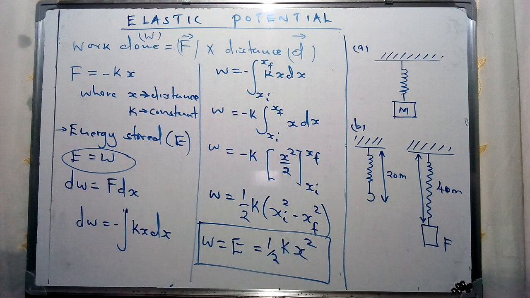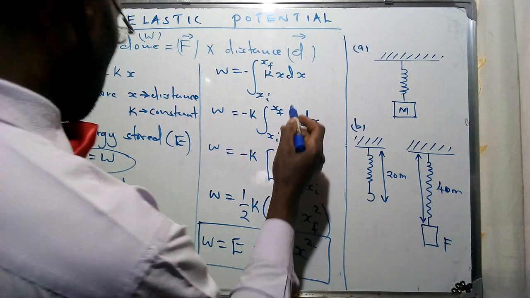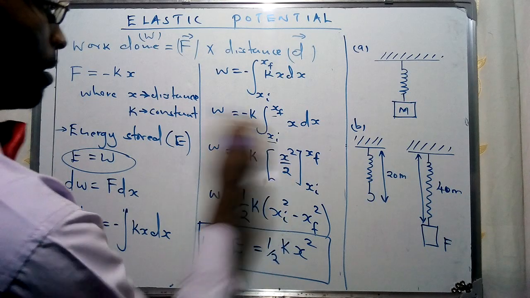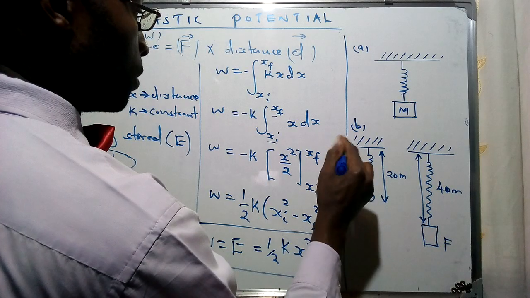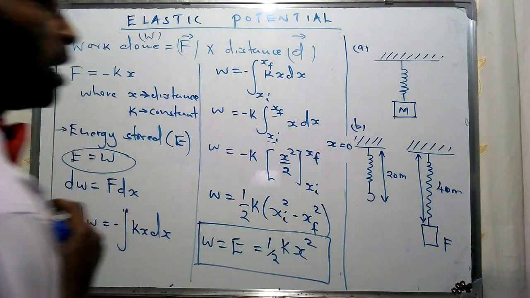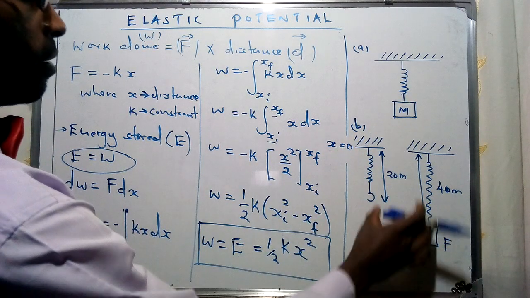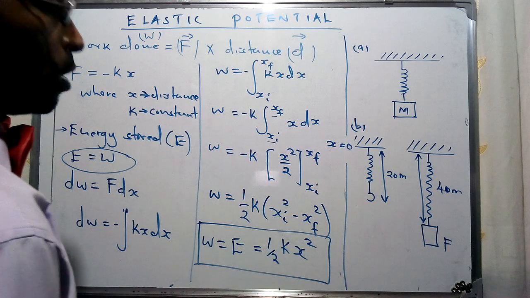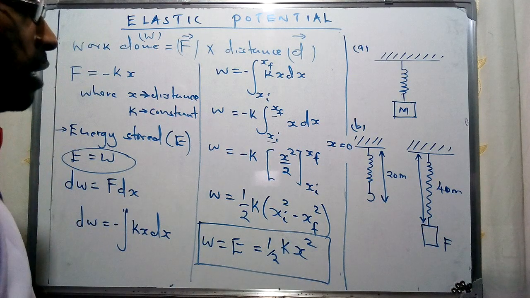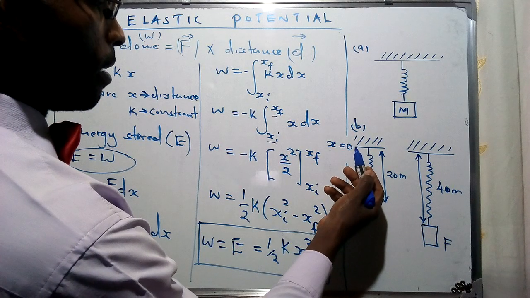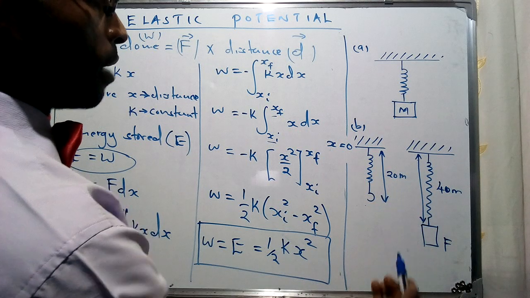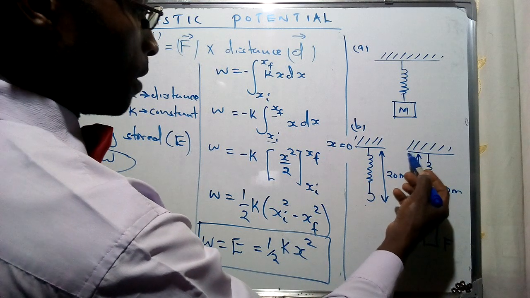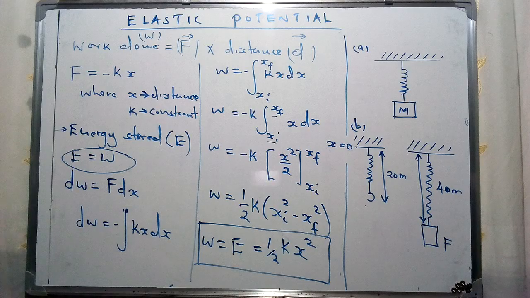Now, in this case, we're going to consider the initial and the final coordinates, xi and xf, in terms of an equilibrium position of x equal to 0. In order for us to evaluate this and quantify the force or the work done, we're going to see that this x is going to stretch from 0 to 20 meters. And of course, we're going to consider the second one as well, from the equilibrium position of 0 to 40 meters.